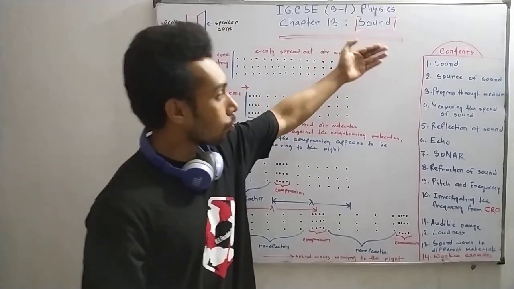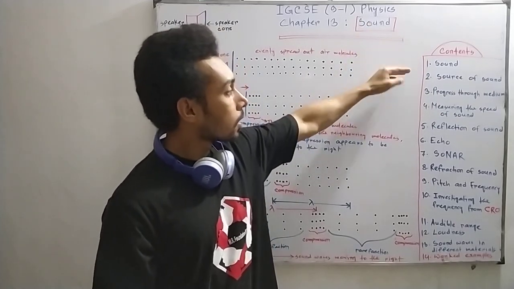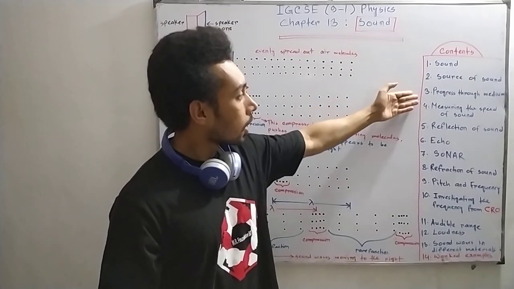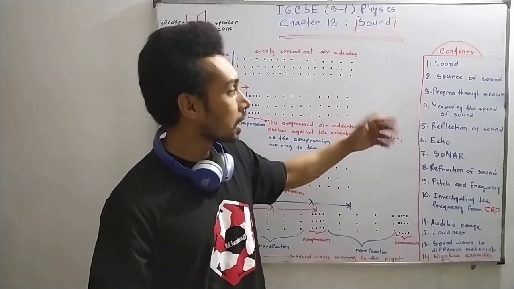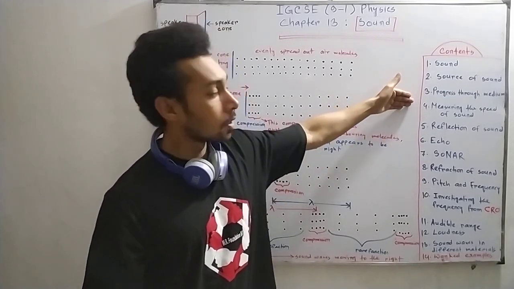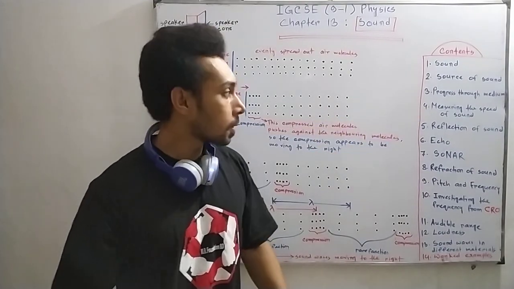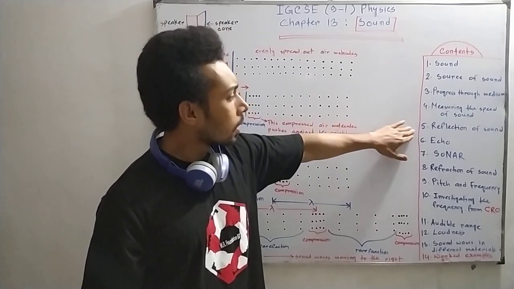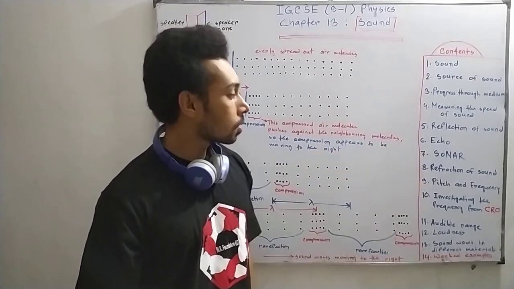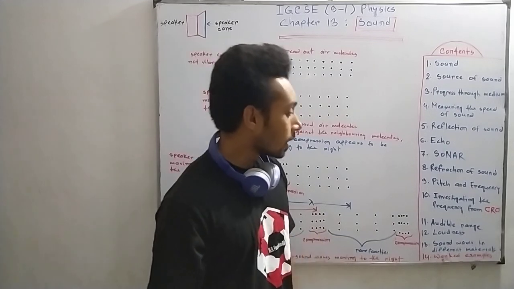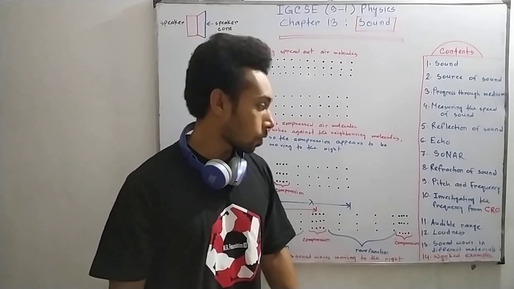First, we will be discussing what sound actually is, then the source of sound. After that, we'll explain how sound progresses through any medium. Then we'll understand how to measure the speed of sound during an experiment. Then we'll study the reflection of sound, echo, sonar, refraction of sound, pitch and frequency, and we'll investigate the frequency of a sound using a CRO, that is the cathode ray oscilloscope.